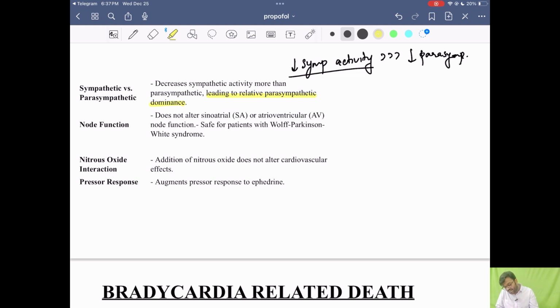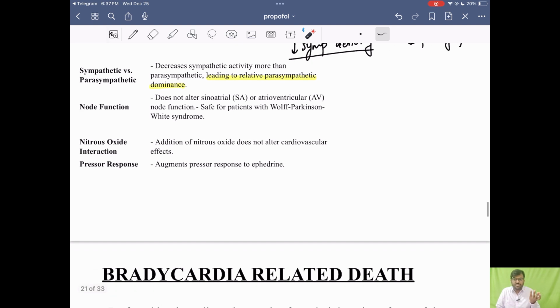One more thing is that it does not alter the sinoatrial node or AV node function. So whenever there is an arrhythmia patient, especially Wolff-Parkinson-White syndrome, it is totally safe to administer propofol in them. All right. And whenever we give nitrous oxide, there are lots of systemic changes, but in association with propofol, there are no cardiovascular effects.